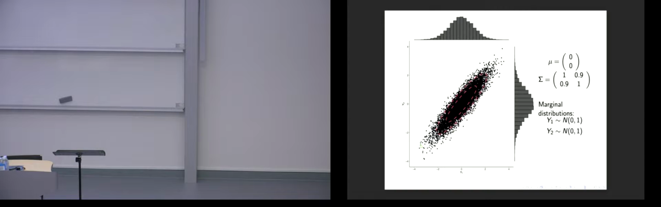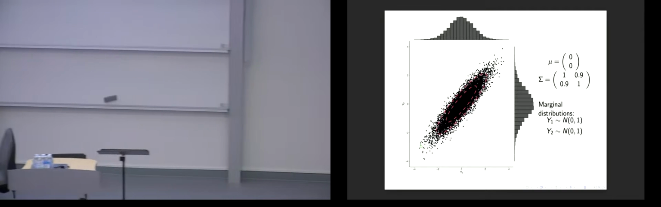The marginal distributions haven't changed here. So if you plotted these histograms 1 dimension at a time, nothing has changed at all. They still look normal 0, 1. It's only when we plot them together that it looks interesting.